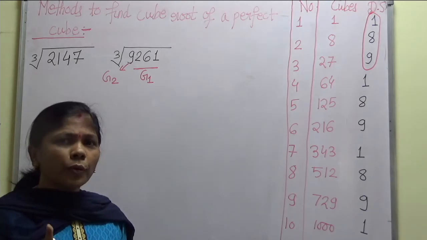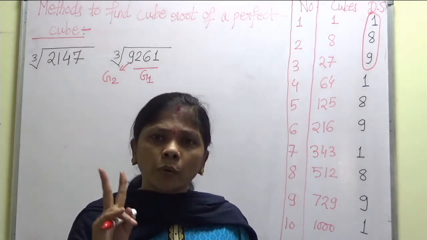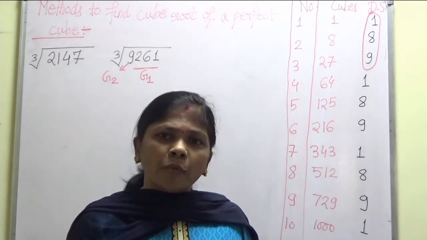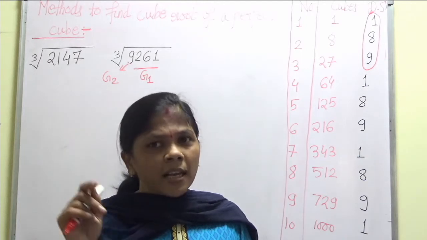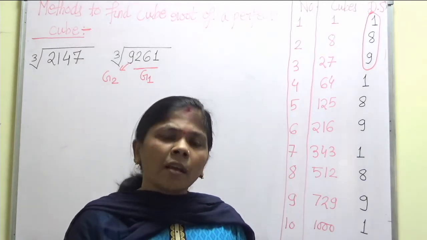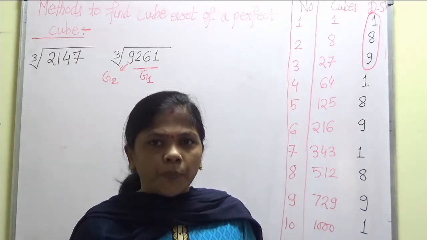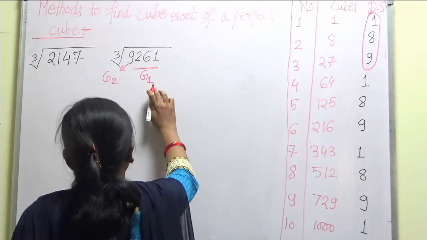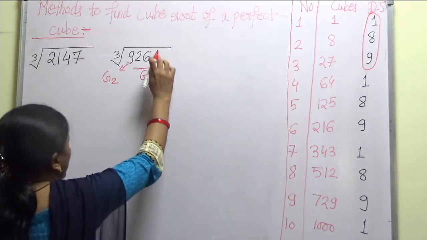So what we have to do? Any number that is given, we will have to group into two groups, right? The first group is formed by considering the last three digits, whereas the remaining numbers are put in a second group. So this is our group G1, this is group G2, right? Now fine. Then what do we do next?